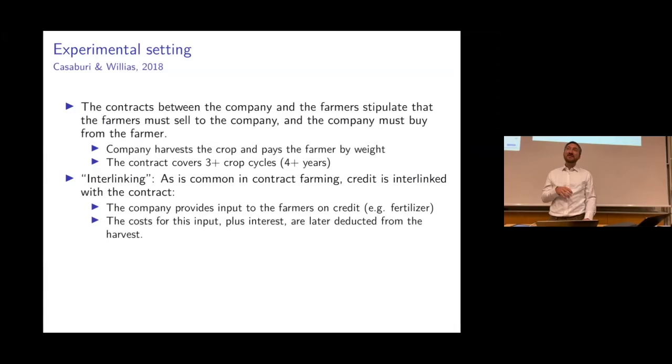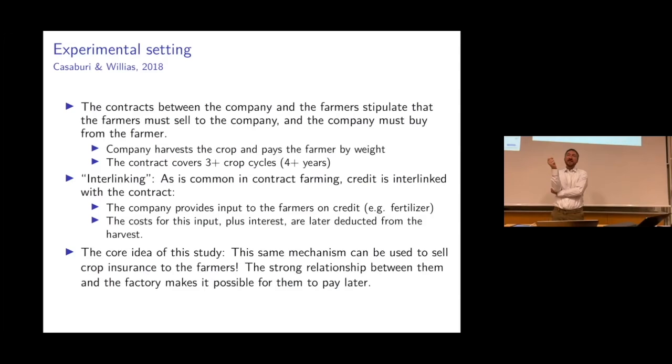And this is the opening for the cool test that Lorenzo and Jack do. The fact that the harvest comes to the company because the company harvested themselves and they can subtract this cost of fertilizer, that also means that they can just subtract the cost of an insurance premium, right? And so the core idea of the study is that the same mechanism of delayed payment that the company is really pretty sure about, they know that because they have such a deep relationship, this payment is gonna happen. That allows them to charge the farmers for the insurance product at a later point in time, not immediately upfront.